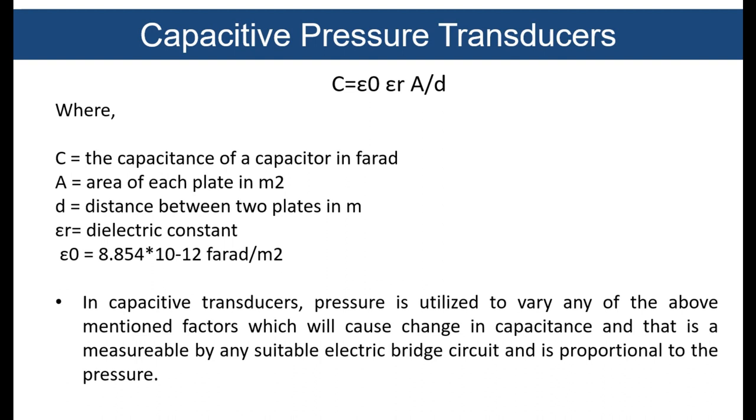In capacitive transducers, pressure is utilized to vary any of the above mentioned factors. The factors we have seen right now are the area in meter square, the distance between the two plates, that is D, and the dielectric constant. All these can be varied by the pressure in the capacitive pressure transducer. Once a factor is varied, there is a change in capacitance, which is measurable by any suitable electric bridge circuit, and that is directly proportional to the pressure.